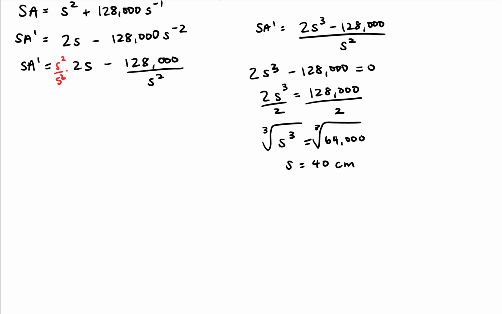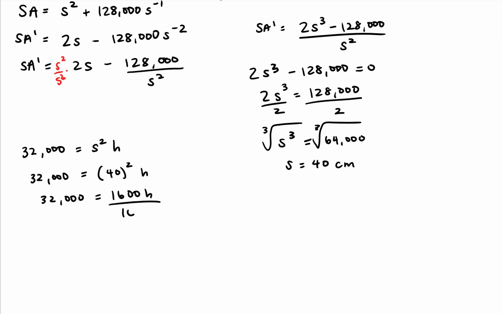We have 40 centimeters. And then we want the height of the box as well. So the way that we can do that is by using the constraint function that we had, or the constraint equation. So we had 32,000 is equal to s squared times h, but we've now solved for s, so we can plug in 40 for s. And if we simplify that, we get 32,000 is equal to 1600 h. And then if we divide both sides by 1600, we get that h is equal to 20 centimeters.